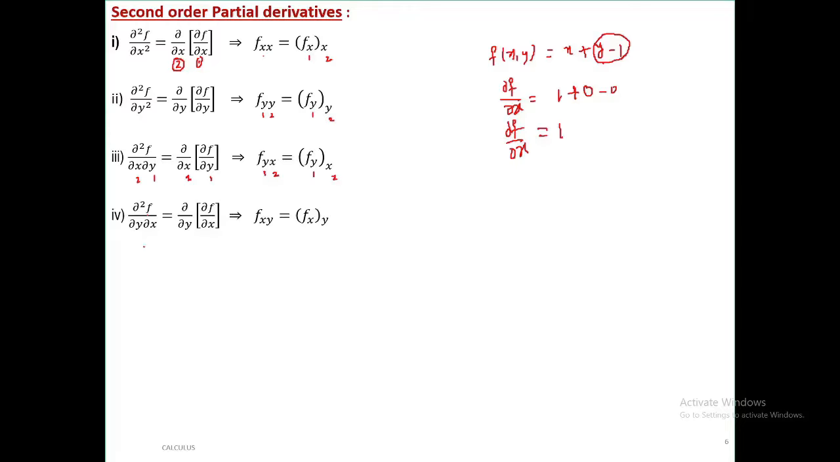Similarly, dou square f by dou y dou x, same story. Dou by dou y of dou f by dou x. That means first with respect to x, second with respect to y. After first with respect to x you will get a function, then you have to do with respect to y. These are said to be second order partial derivatives, because every time you have done the derivative two times: first with respect to x, next with respect to y, or first with respect to x, again with respect to x, or first with respect to y, again with respect to y. So two times you have done the derivative in all these things. That's why these are second order partial derivatives.